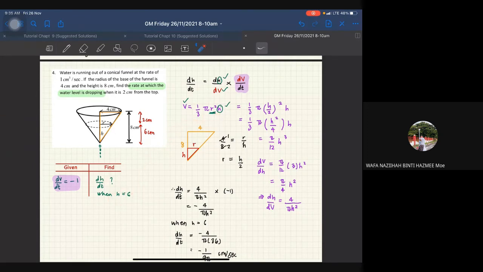Okay, ataupun kalau lah soalan tu sekarang dia dah minta awak cari when H is equal to 6. So sekarang soalan minta awak cari DH dt when R is equal to something. So daripada situ awak dah ada general formula. You already have the general formula over here. So you just need to find the value of H and then substitutekan ke dalam this one. Macam tu je.